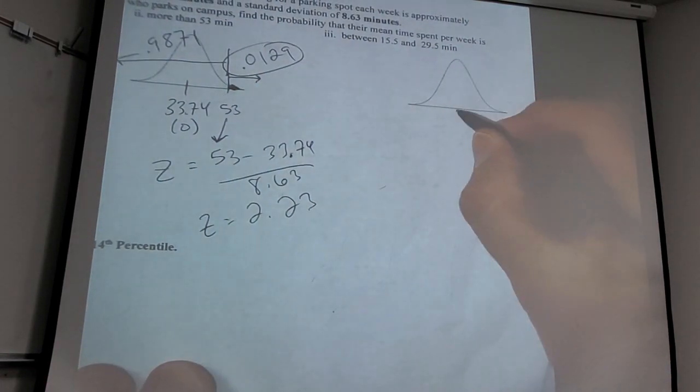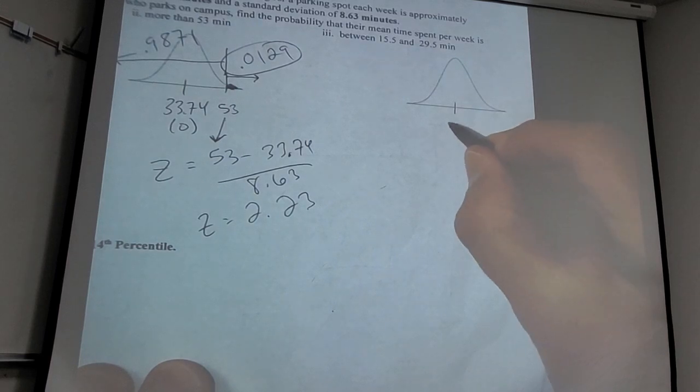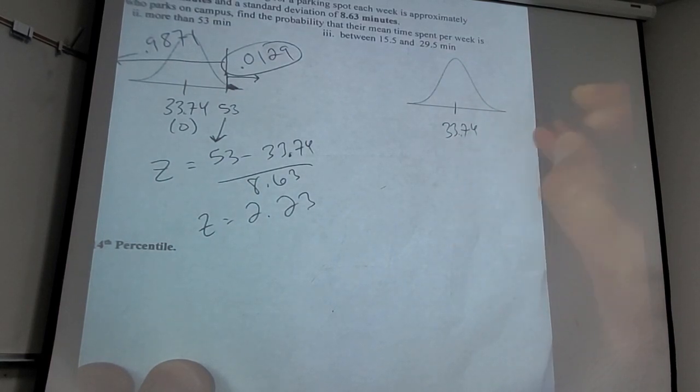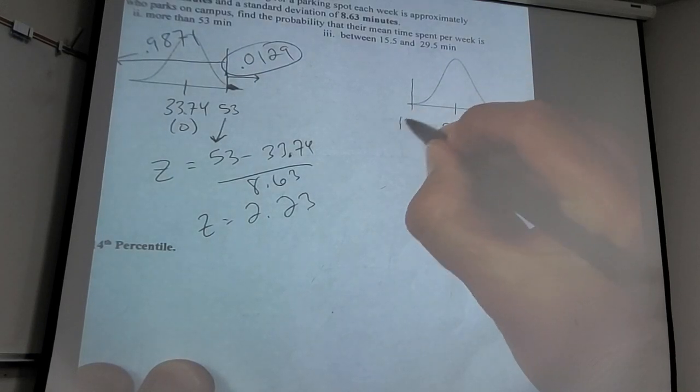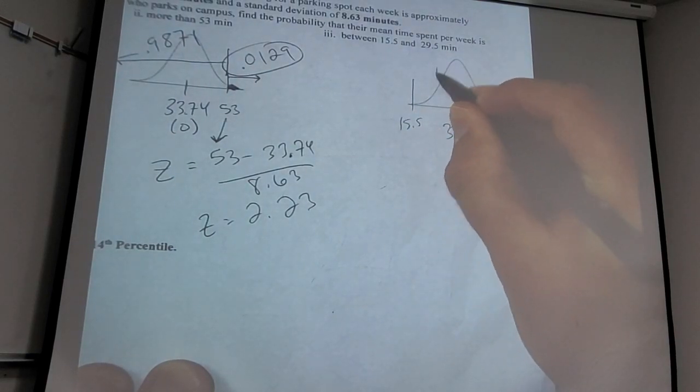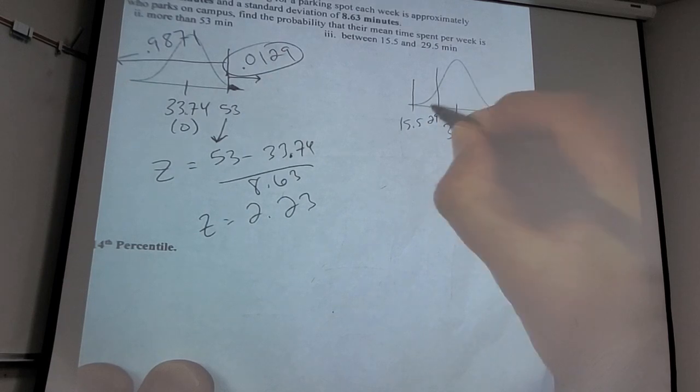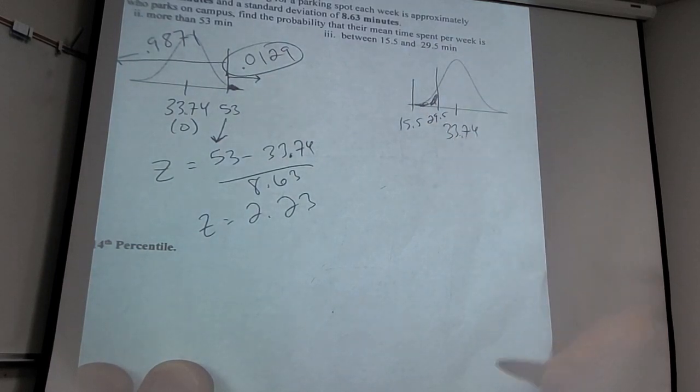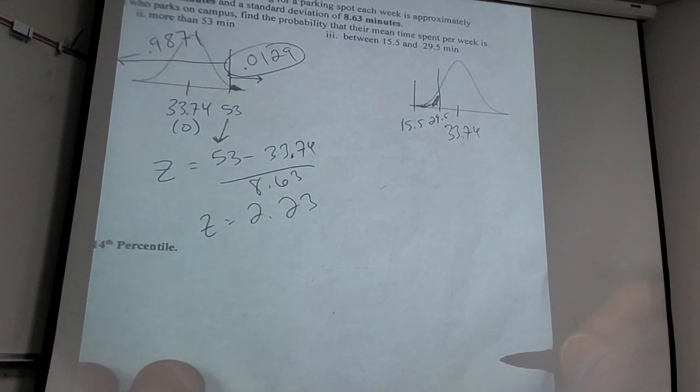So what goes in the middle again? 33.74. The mean always goes in the middle. And I want 15.5 and 29.5. So I have to make z-scores out of both of those, so then we can do like we did in part C up above.